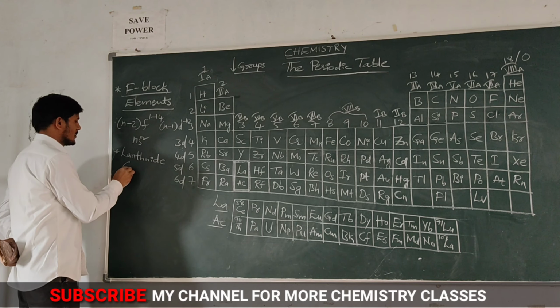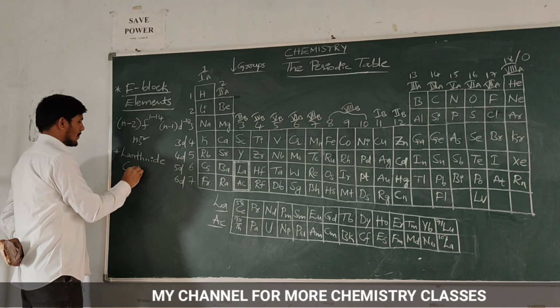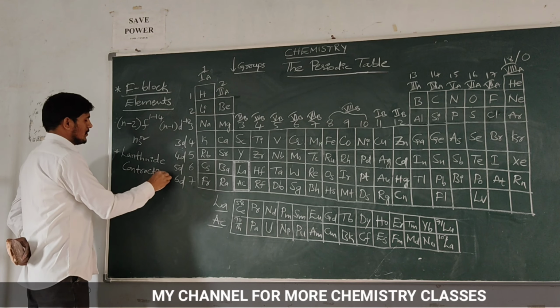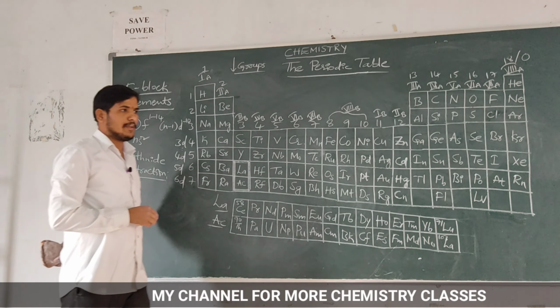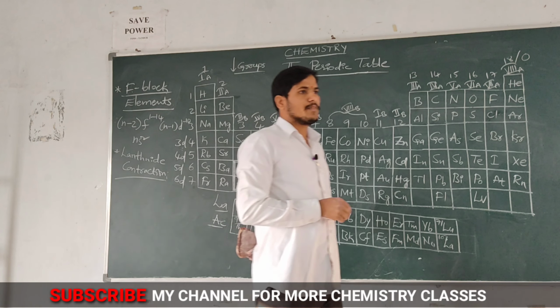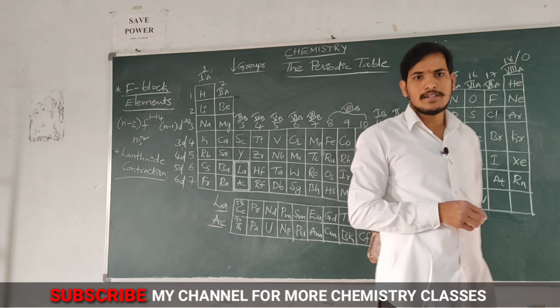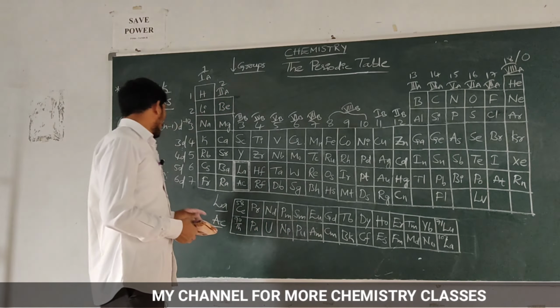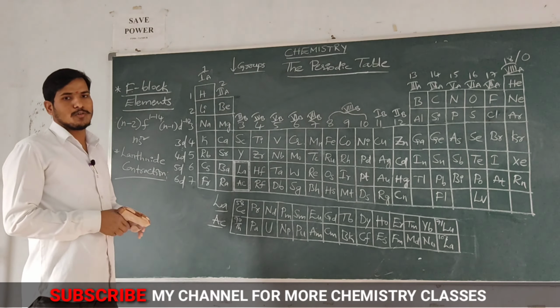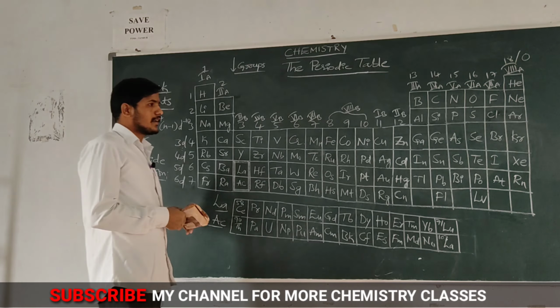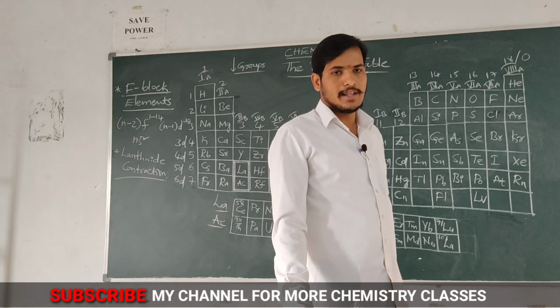Lanthanide contraction means the gradual decrease of the atomic size of the elements with increasing atomic number in the lanthanides. This is very important for 2 marks. These are the 4 types of block elements in the periodic table.